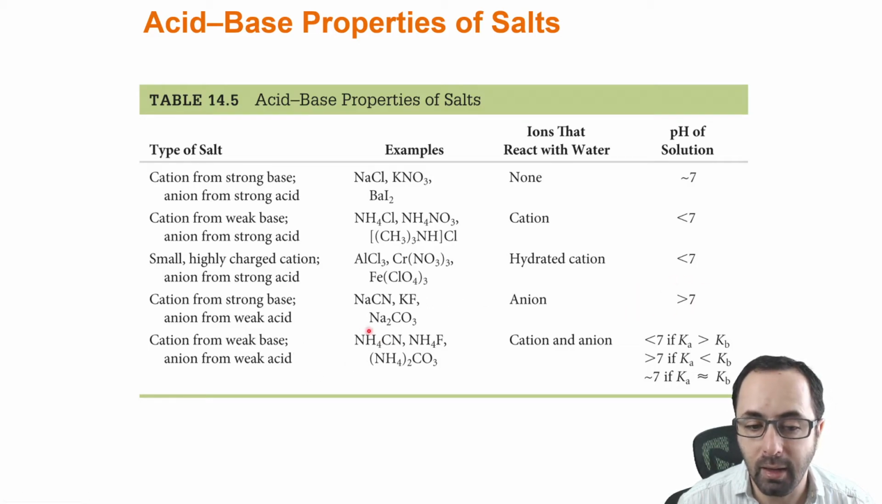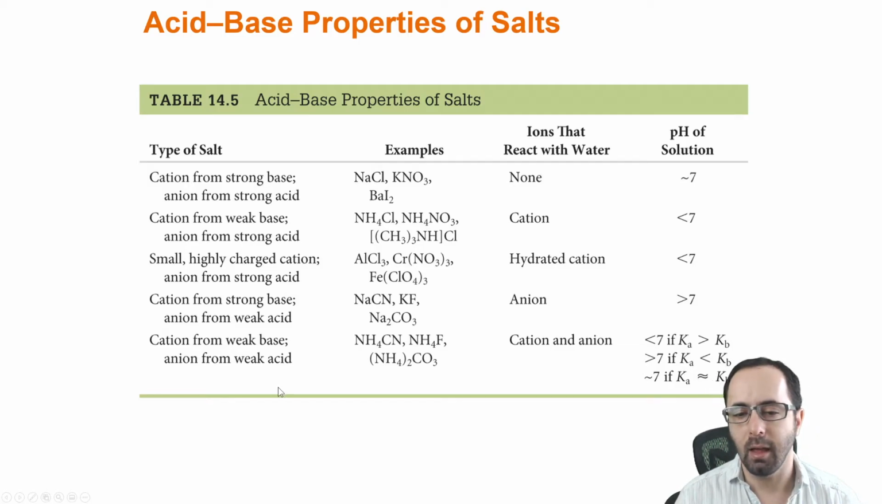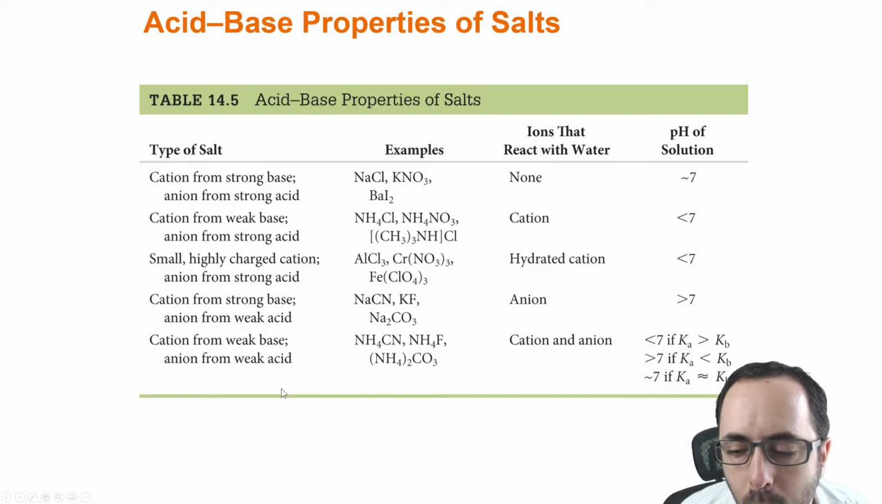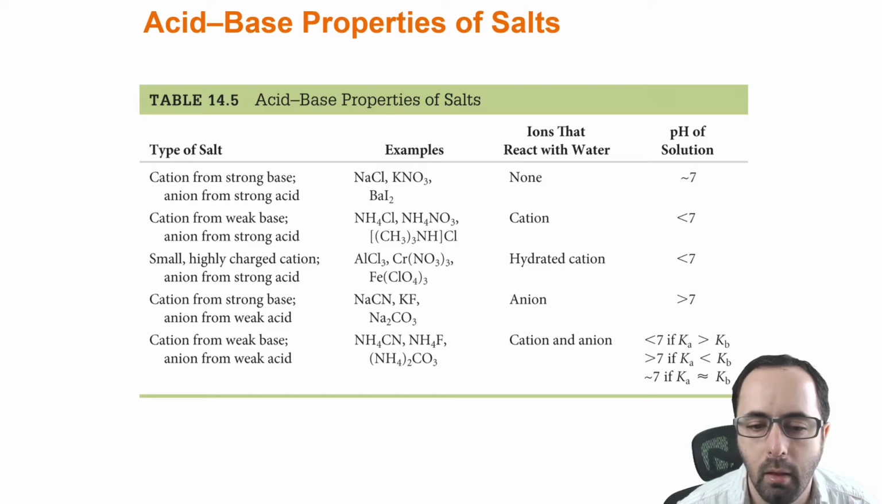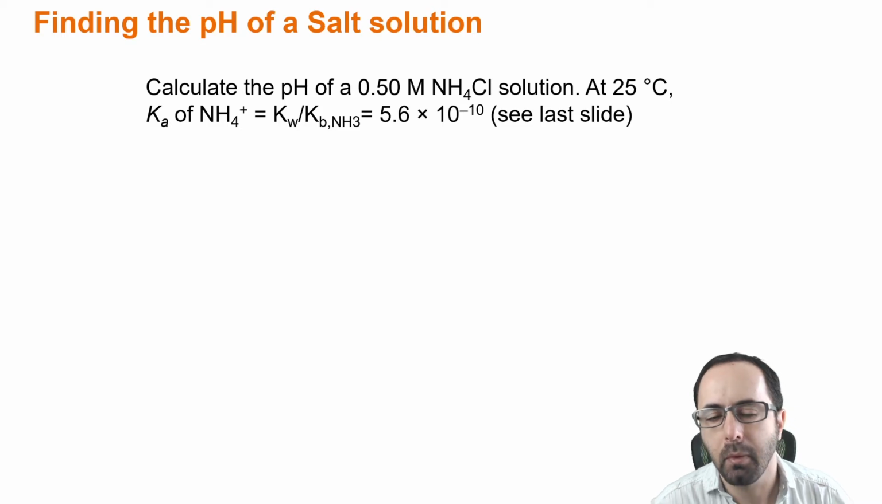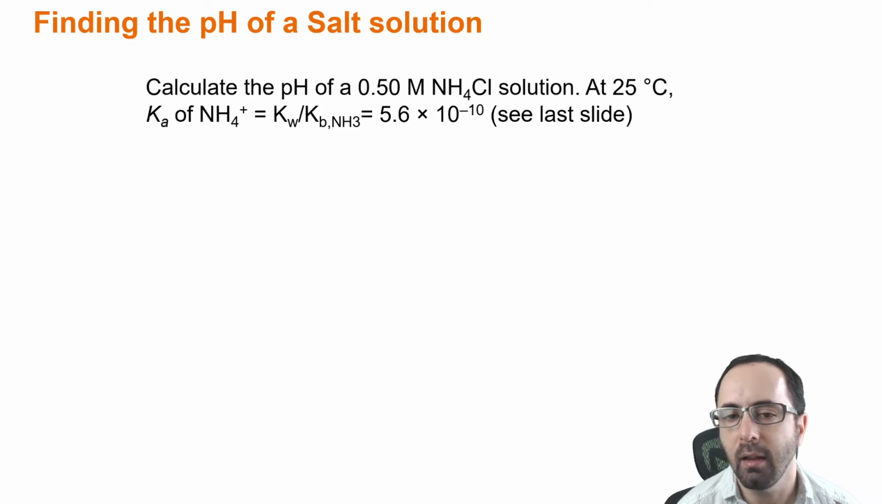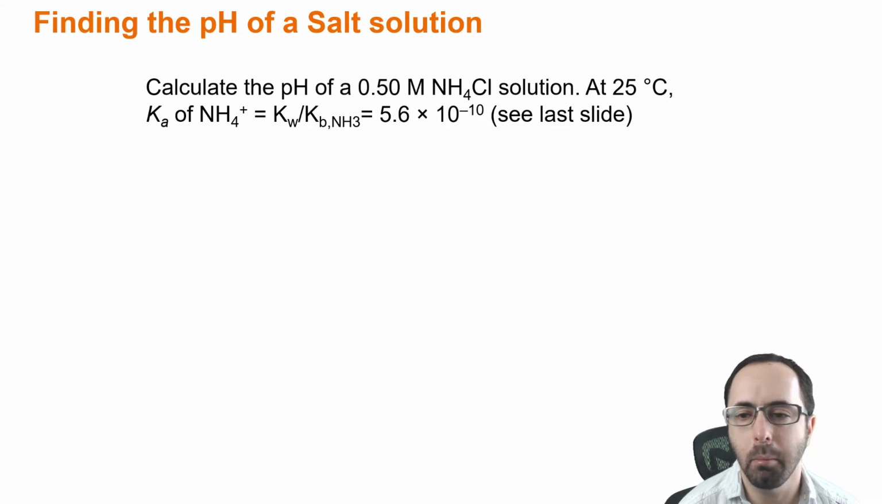Finally, if we have an acidic cation that is the conjugate acid of a weak base, and a basic anion, which is the conjugate base of a weak acid, we're going to have to figure out how acidic the cation is versus how basic the anion is, and that will help us to determine whether the solution will be acidic or basic. But we can go one step further here. We can actually calculate the pH of a solution of a salt, assuming we don't have the competing effects of an acidic cation and a basic anion.